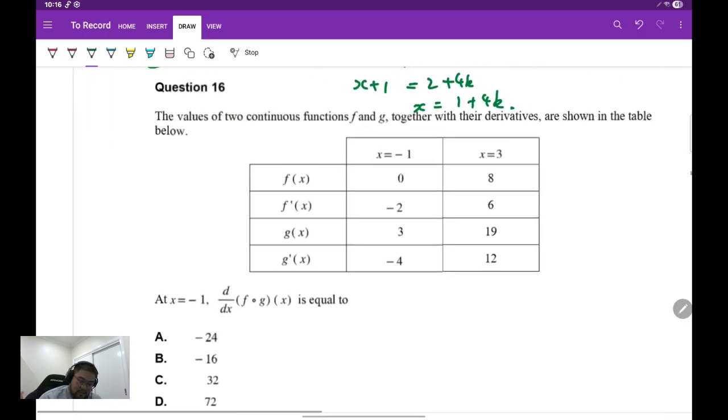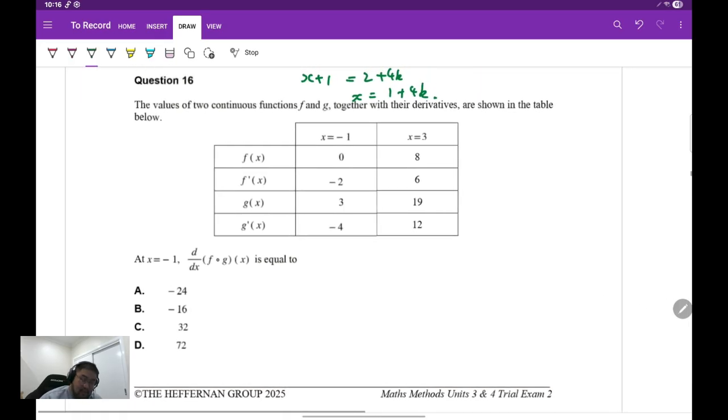All right, question 16. Two continuous functions are below.